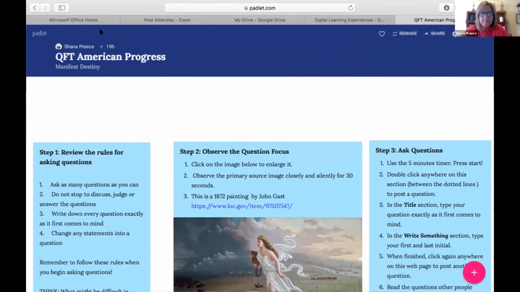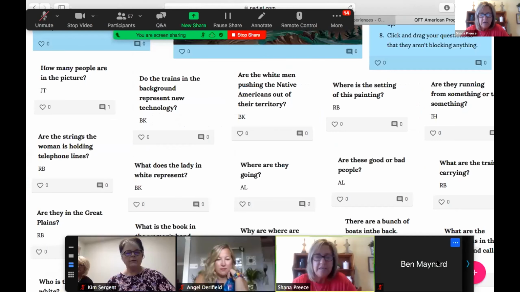We just went through the steps, reminded them of the steps that they use with the QFT, something they're very familiar with. You can click on the picture and it will enlarge the painting. On the first day, I gave them time during the day to look at the picture with the QFT. They ask as many questions as they can. They don't stop to judge themselves or try to answer the question. They write down the question exactly as it pops into their mind. There's no judgment. My students feel safe in asking questions, and I really emphasize that a lot.